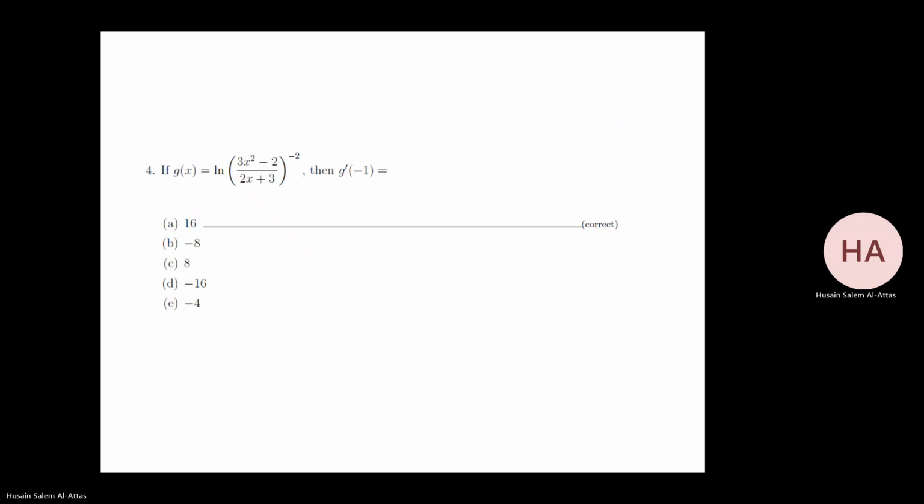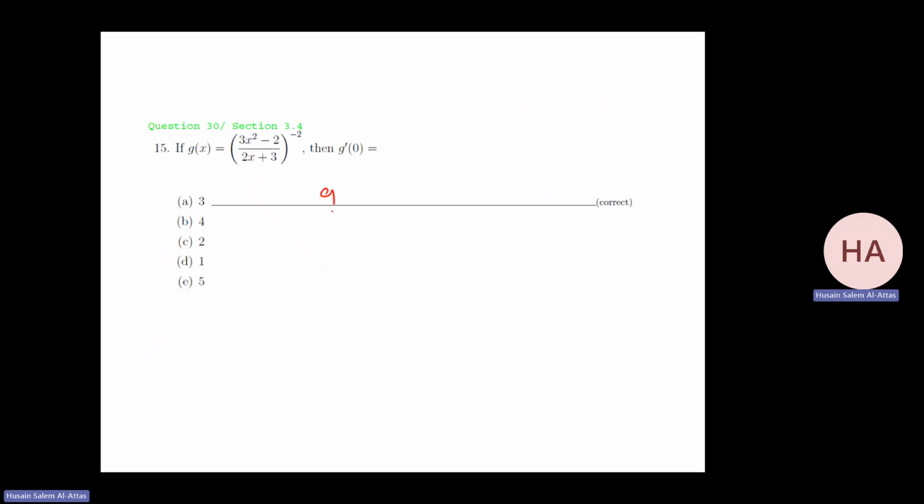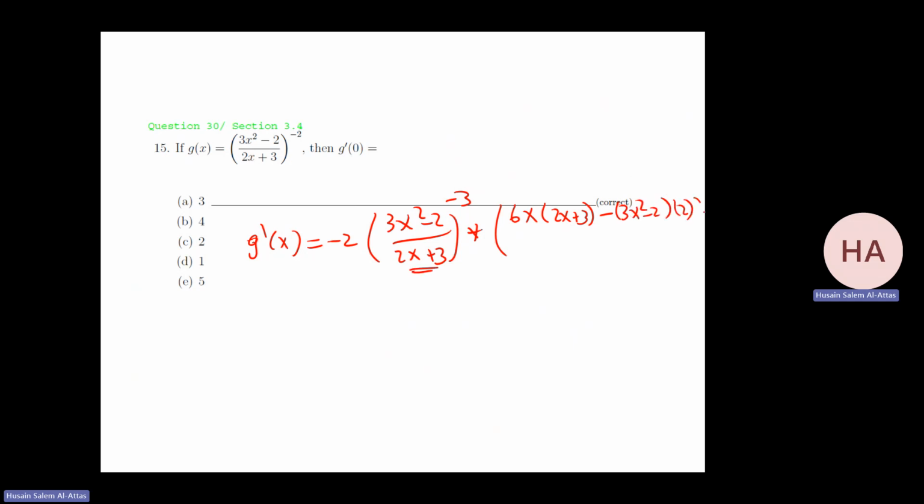Actually, we need it later. I'll move on. What will be g prime of x? That will be minus 2 times this one to the power minus 3, times the derivative of this: 6x(2x plus 3) minus (3x squared minus 2) times the derivative of this, which is 2, over (2x plus 3) squared.